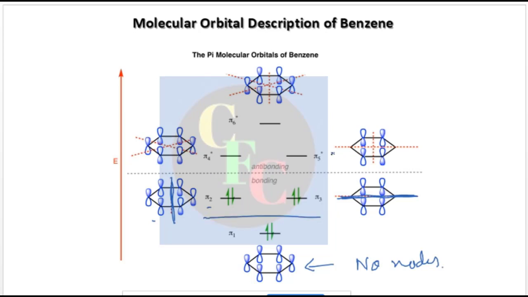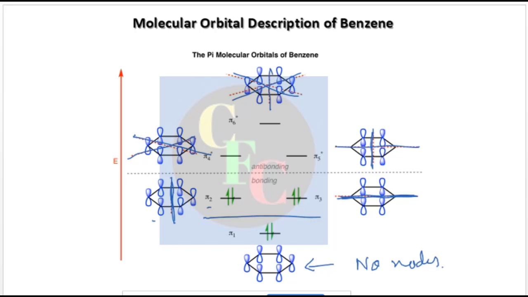Here there are 2 ways to put 2 nodes. So in the next higher level we have 2 energies where you can put 2 nodes like this, and here we have 3 nodes, 3 nodal planes. So these are our psi 1, psi 2, psi 3 are same energy. Again psi 4 and psi 5 are same energy, and psi 6 is the highest energy.